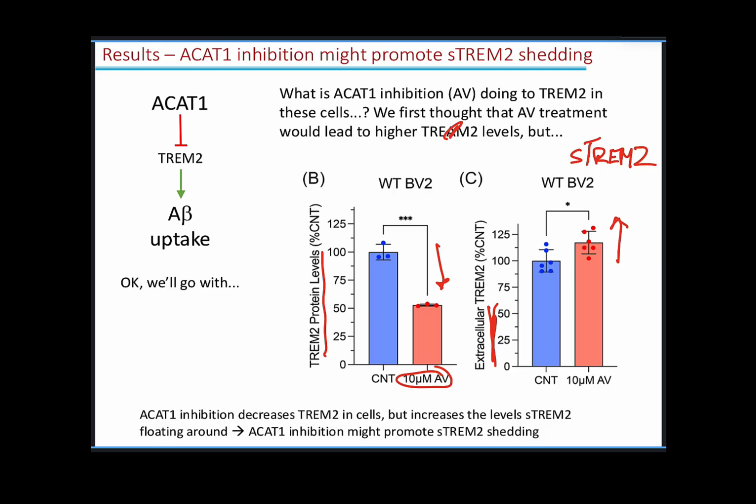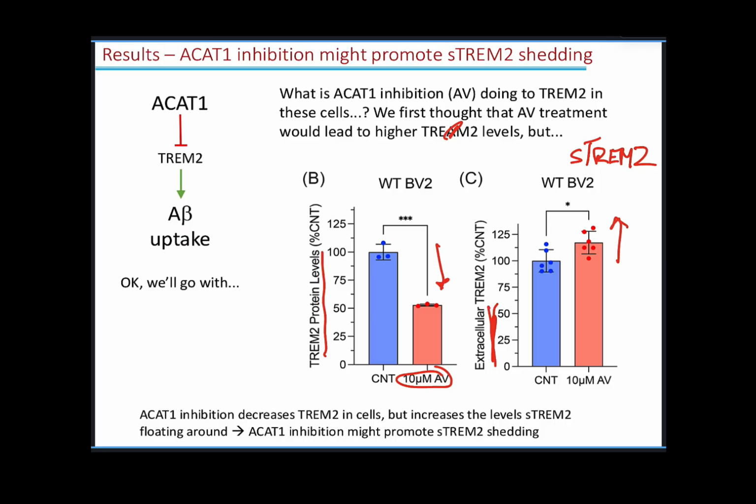So the conclusion from these two experiments is that ACAT1 inhibition decreases TREM2 in cells, but increases the levels of soluble TREM2 floating around. So from that, the authors, for now, conclude that ACAT1 inhibition might promote S-TREM2 shedding. Now, when the authors are presenting these results, if you read through the text, it's interesting how they say, well, you might think that that's a bad thing.